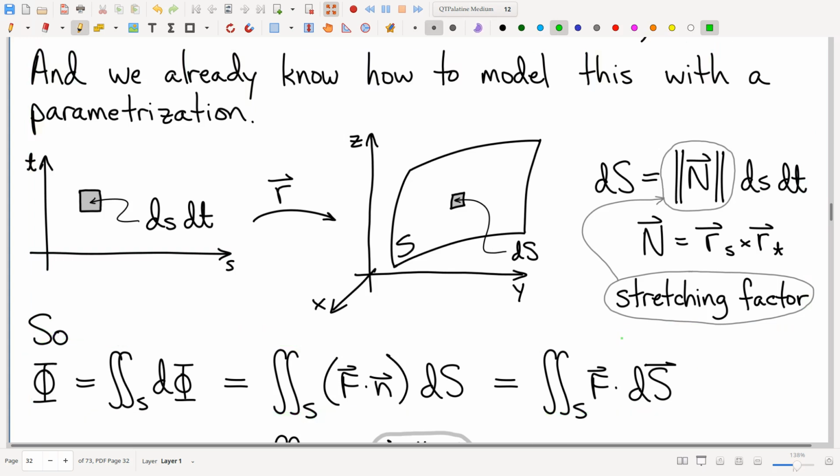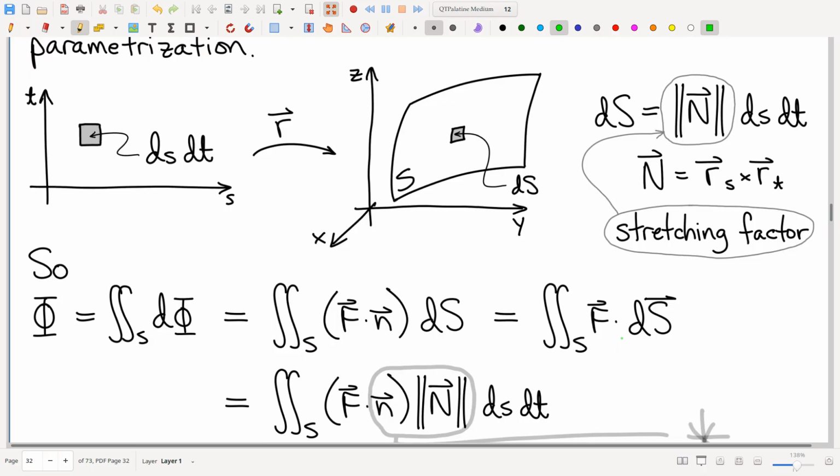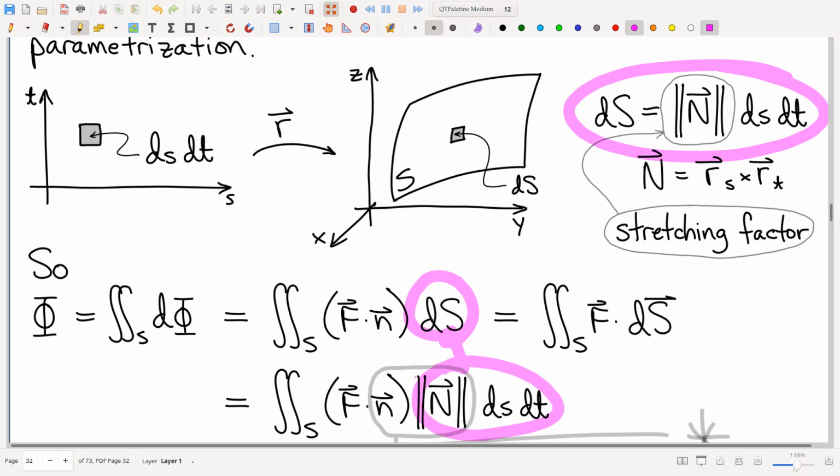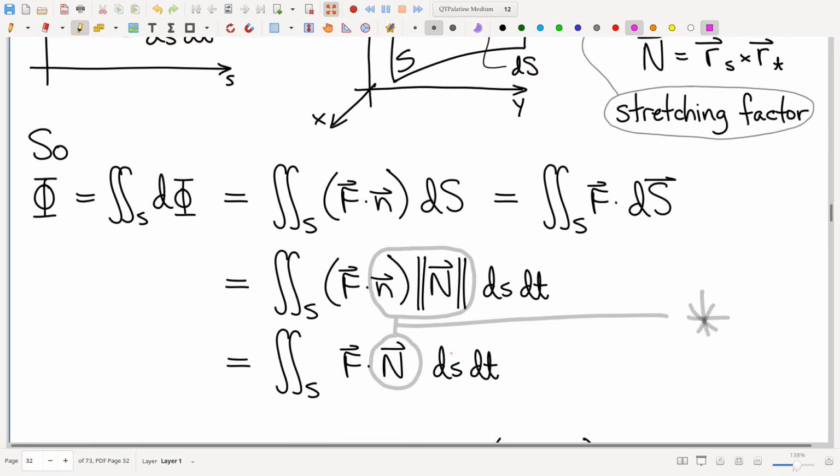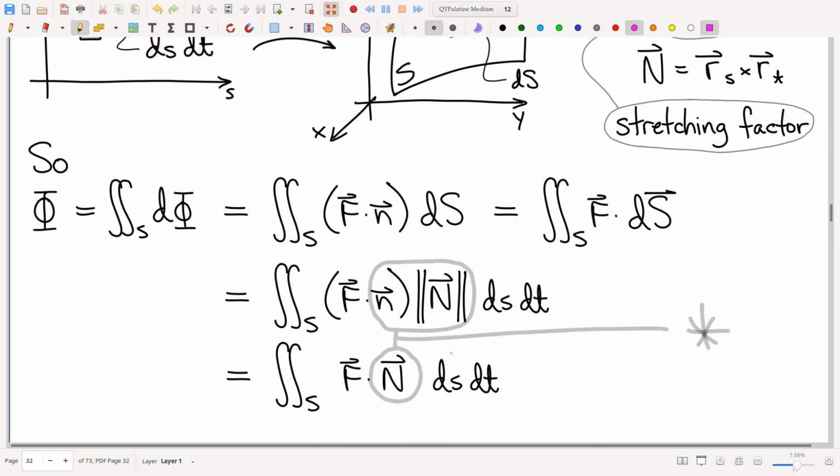And now, look how easy. I claim we already have what we need. This formula for dS as magnitude of capital N ds dt, just stick it in there like that, and we're basically done. There's one little rewrite that I'm going to do, for computational convenience, I suppose. I'm going to rewrite this like that.